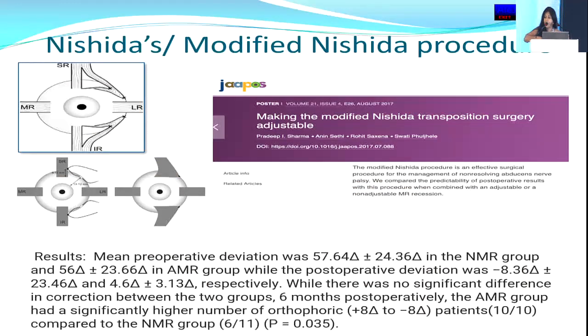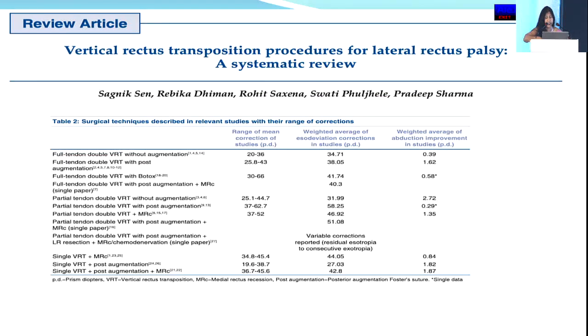Modified Nishida is also an option in such cases, where you can do it with and without MR recession depending on the amount of deviation. A study was published from our center regarding adjustable MR recession with the Nishida procedure, and a good correction was achieved. This is a review article which has collated all the studies and given us the results. We have seen that full tendon double vertical rectus transposition is as good as single vertical rectus transposition with or without augmentation suture.